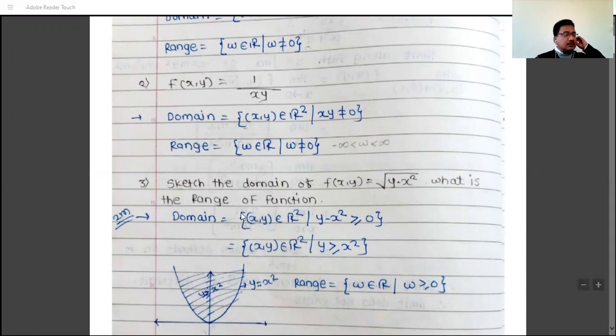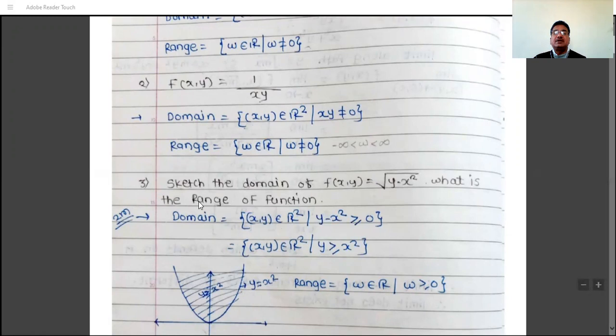So the next example is what? Sketch the domain of f(x,y) = √x √(y − x²), with respect to the range of the function. So what is the domain of this function? The quantity y − x² must be greater than or equal to 0, because the root of a negative quantity is a complex number. So the domain is again (x,y) belonging to R², such that y − x² is greater than or equal to 0.